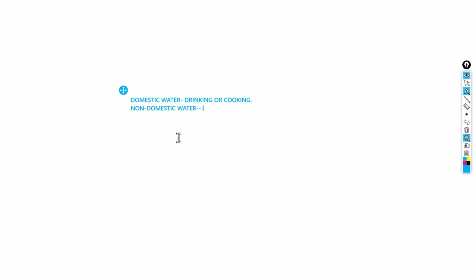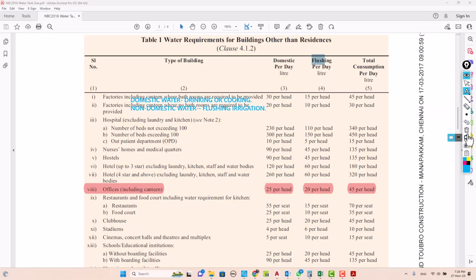water is what we use for flushing, right? Flushing, or also we can use it for irrigation, right? Irrigation we can use, but in offices we use it for flushing, okay? Apart from the drinking and cooking, the water we use is called non-domestic, right? Now it's clear what is domestic and flushing, okay? Flushing means non-domestic. So 25 liters for offices per day, right?